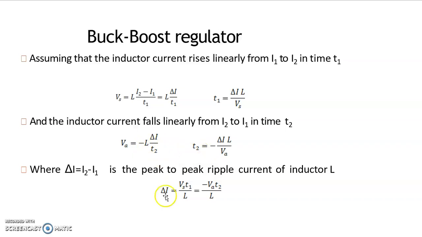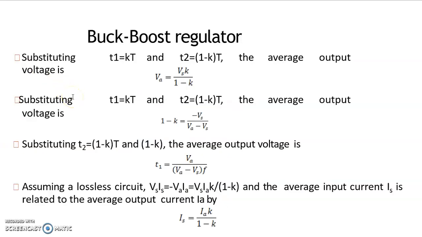From these two expressions, we can obtain an expression for delta I. Delta I is equal to minus Va into T2 divided by L, and from this we get Va is equal to Vs into K divided by 1 minus K. That is, the average value of output voltage is equal to source voltage Vs into duty ratio K divided by 1 minus K, where K is the duty ratio, which is equal to T on divided by total time period T.